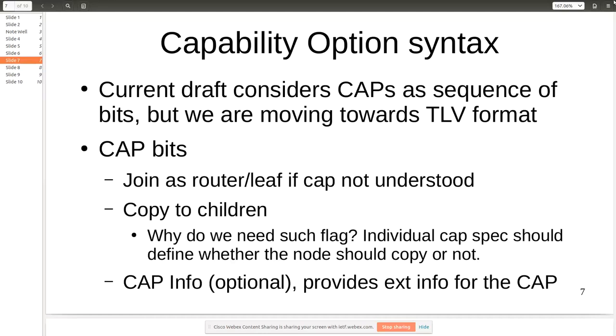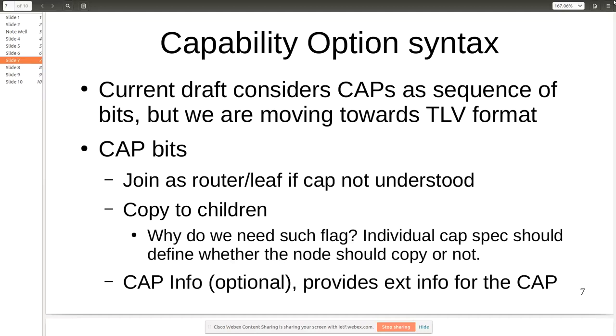Now, do we need a flag on a per capability basis to decide this? Maybe not. Maybe this should always be copied. Always be copied, okay. Right, that's the other alternative. You don't need a flag. You just always copy.